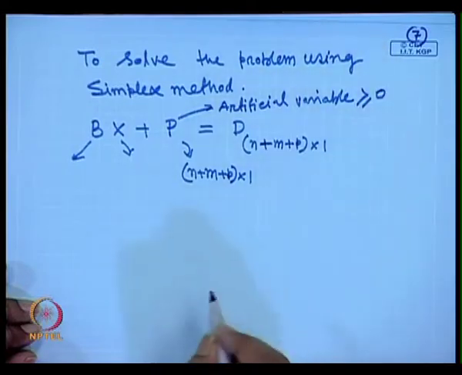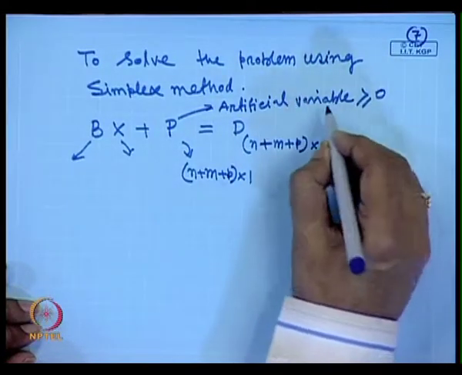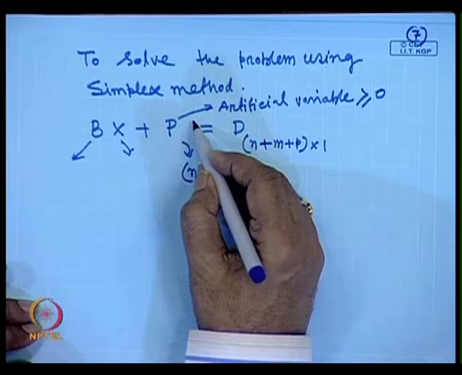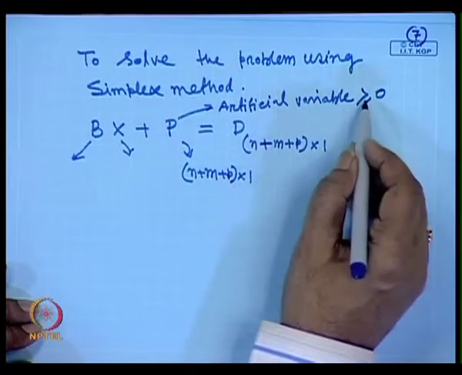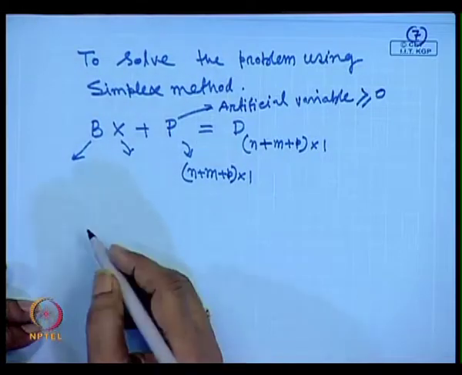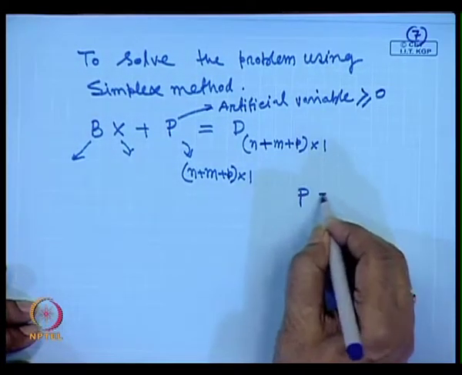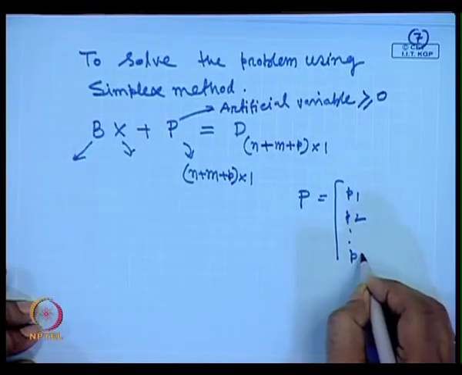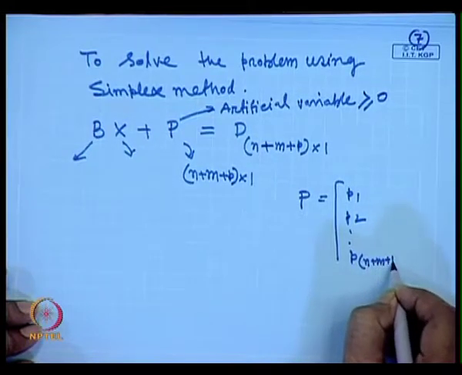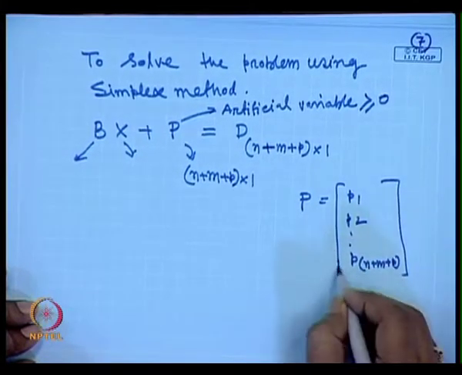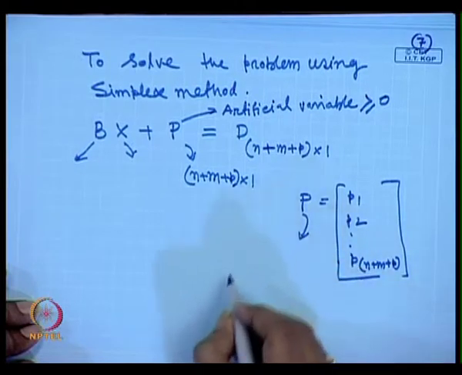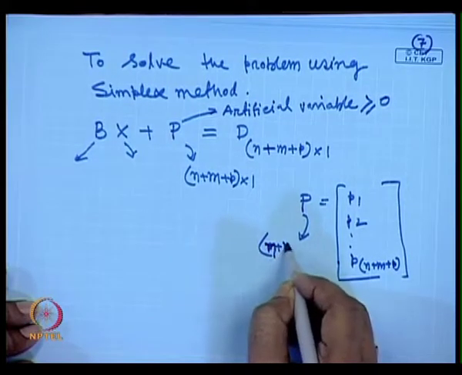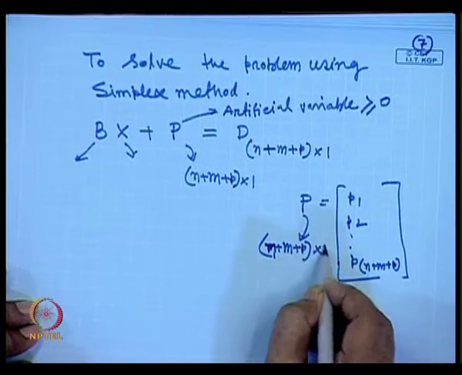Whose element is greater than or equal to 0, artificial variable of dimension. This p is a vector whose elements are the artificial variables, and each element is greater than or equal to 0. So, you can write p is nothing but p 1, p 2, up to p n plus m plus p, and the dimension of this vector is n plus m plus p cross 1.